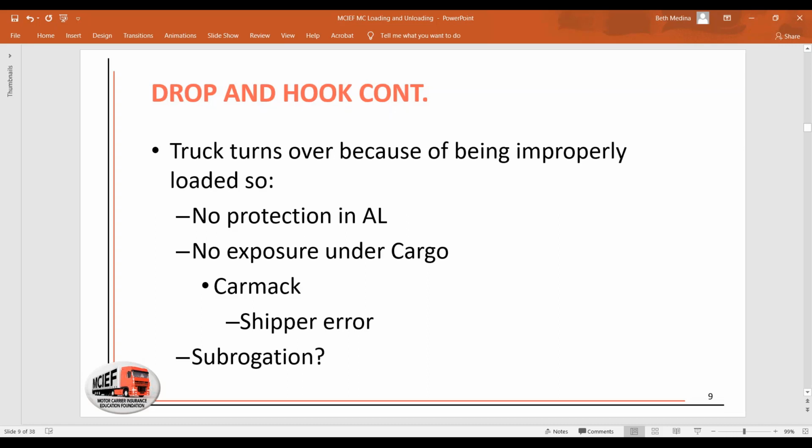If a crash happens, there's a big difference between the driver causing the crash, where in those cases we would owe the cargo, and we would owe defense to the customer because it qualifies as an insured under the liability policy. However, in a drop and hook, since the customer loaded it, if the reason it turned over was because of the load not being properly done, then the customer does not qualify as an insured, we would not be liable for the damage to the cargo, and we could seek subrogation back against the customer for the damage caused by their negligence, meaning not loading it properly.